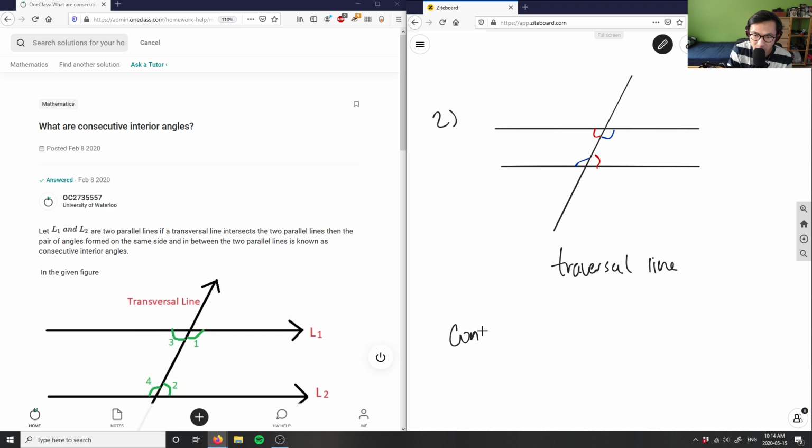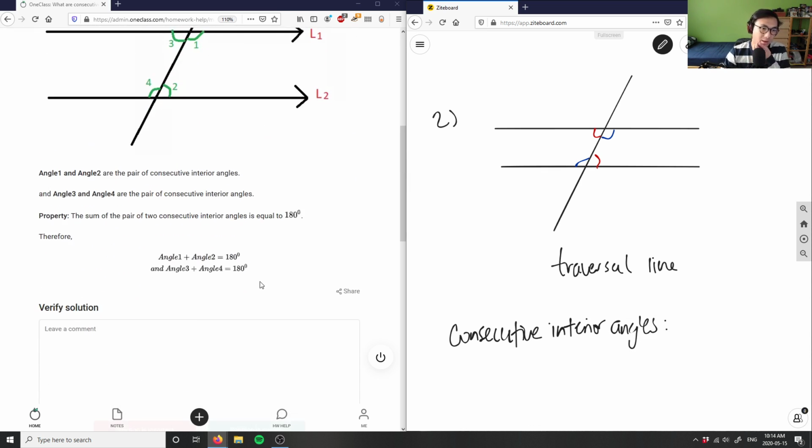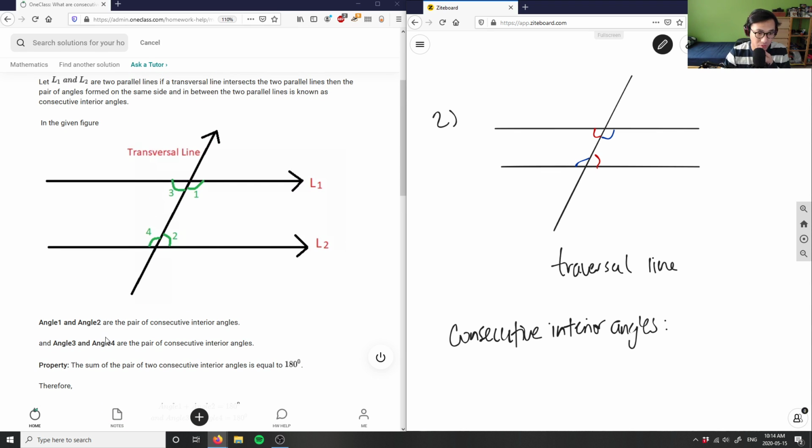So consecutive interior angles. And it says here angle 1 and 2 are a pair of consecutive angles, and angle 3 and 4 are also a pair of consecutive angles here. So the property here is that these two angles, the blue and the red one, add up to 180.